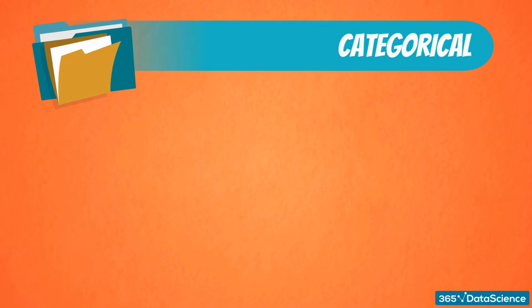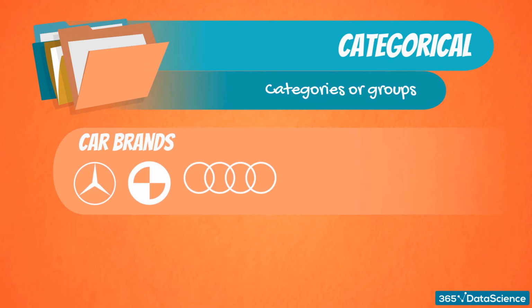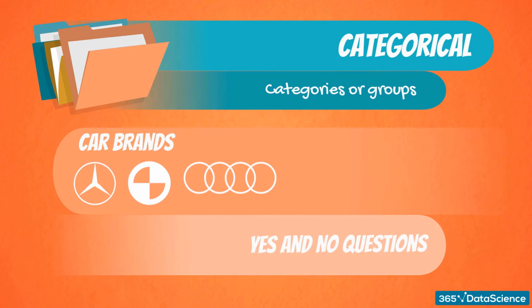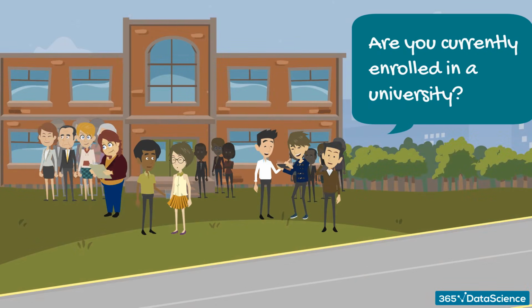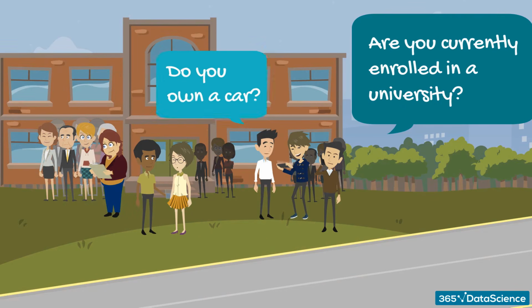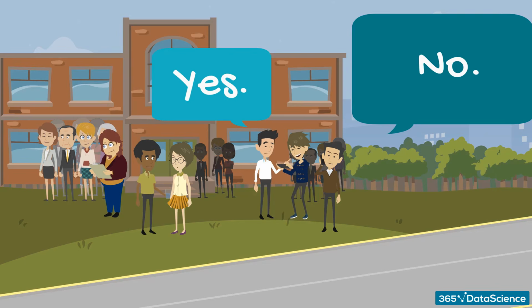Categorical data describes categories or groups. One example is car brands like Mercedes, BMW, and Audi. They show different categories. Another instance is answers to yes and no questions. If I ask questions like, "Are you currently enrolled in a university?" or "Do you own a car?" yes and no would be the two groups of answers that can be obtained.